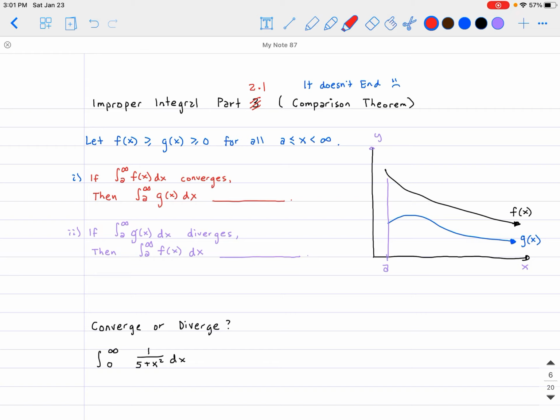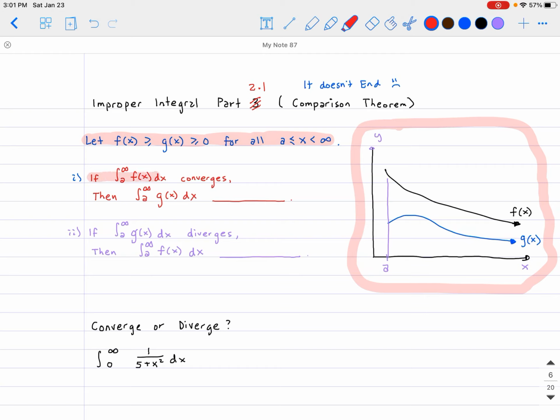So here we go. In the illustration on the right-hand side, what I have are two graphs. It's always going to be a case where one is the upper function and the other is the lower function, and they're both always positive just to make things easier. So the conditions are: let f of x be greater than or equal to g of x, which is greater than or equal to 0, for all x going from a to, let's just say, infinity to cover everything.